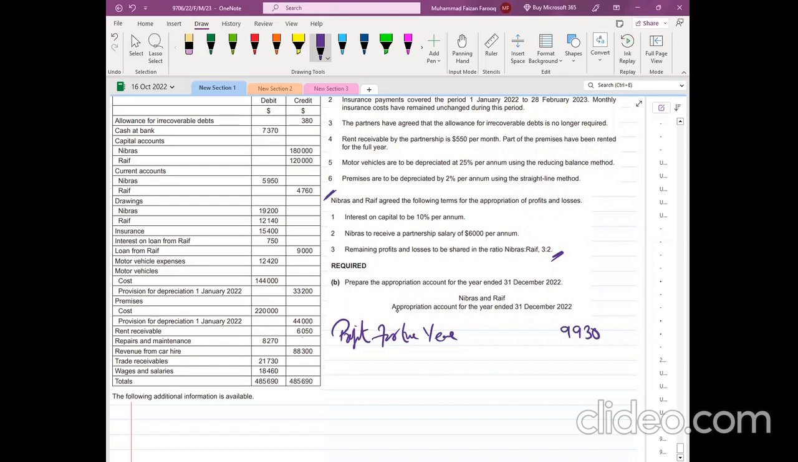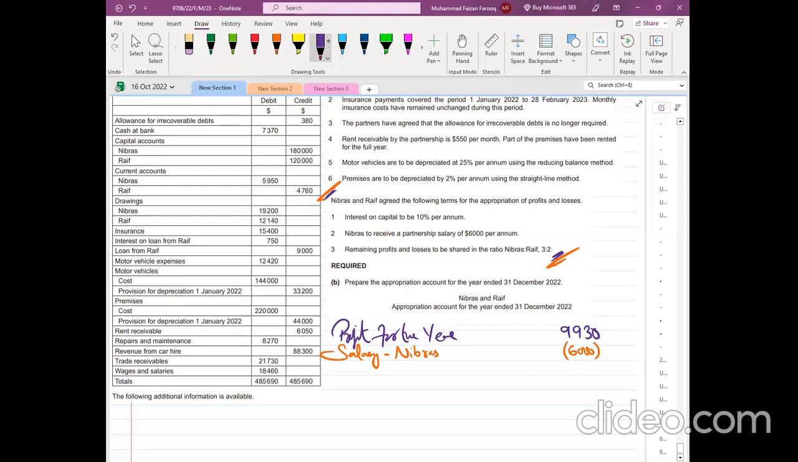After profit, we know 3 items come: salary, interest on capital and interest on drawing. First, I am looking at the salary. The additional information I just marked here. Salary. Who is getting salary? Nibras. How much? 6,000. And they are partners. No dates are given that he joined or left, so simple and easy.